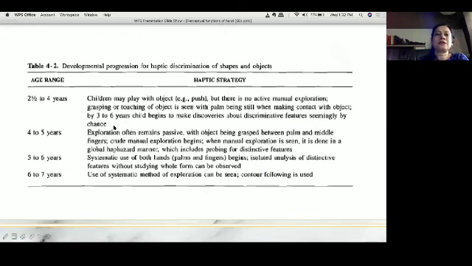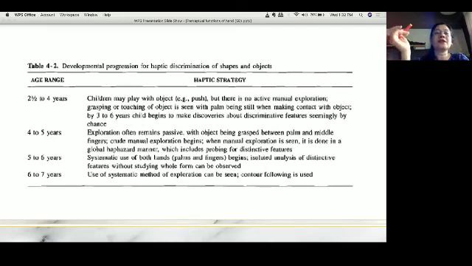So again, these are the different age groups for haptic discrimination and what they can play with. From 2.5 to 4 years, children may play with an object, for example push, but there is no active exploration. Grasping and touching objects is seen with the palm, being still when they are making contact with those objects. By 3 to 6 years, the child begins to make discoveries about discriminative features seemingly by chance. You can see them poking into objects, pulling things out. So that's the way they learn, they explore.